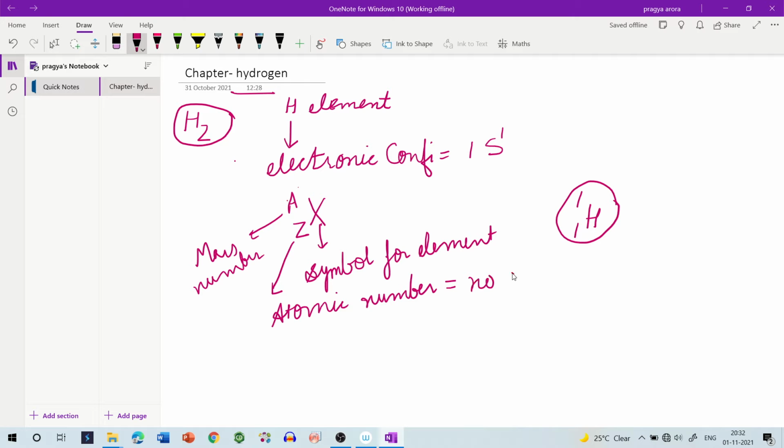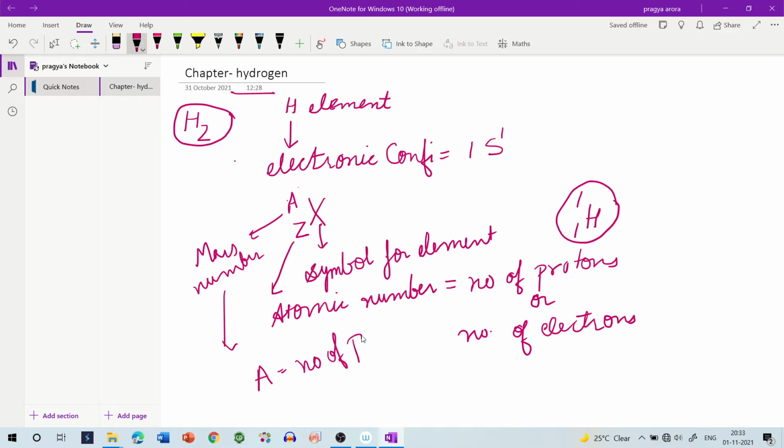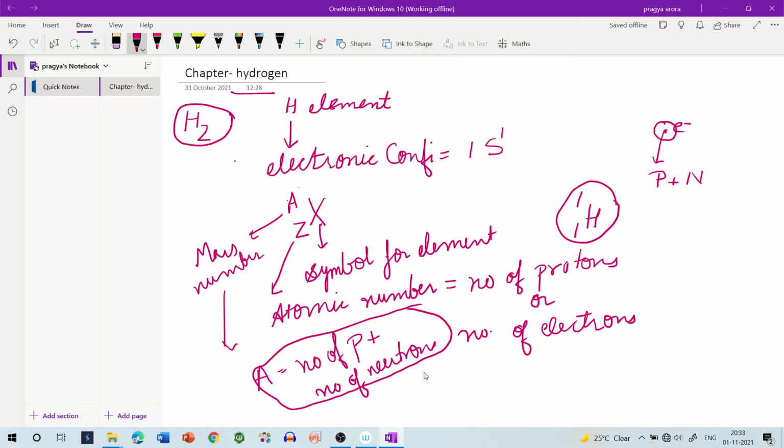Atomic number is the number of protons, or you can say number of electrons. Mass number, which is A, is actually the number of protons plus the number of neutrons. We know that an atom has one nucleus. The nucleus contains protons plus neutrons, whereas the shell contains electrons. So mass number is the sum of number of protons plus number of neutrons, whereas atomic number is either the number of protons or the number of electrons.